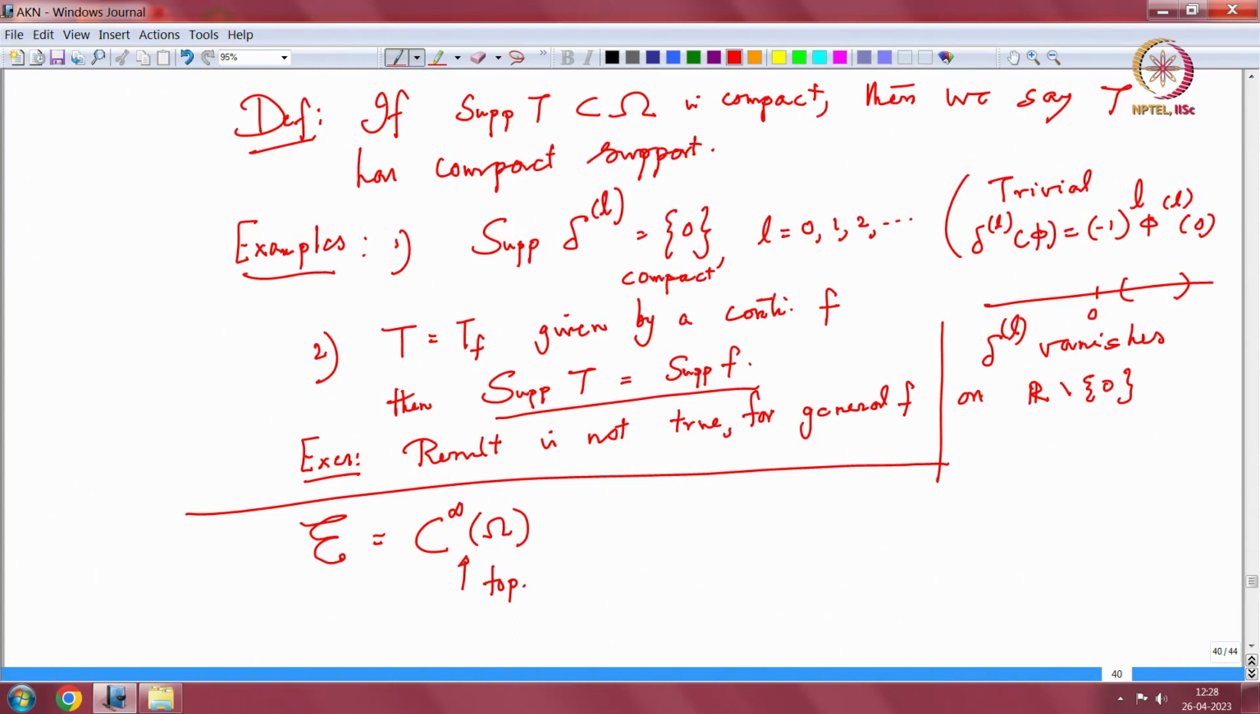So, that means phi n converges to 0 in C infinity if all its derivatives converge to 0 uniformly on compact sets. D of omega is of course contained in E, embedded continuously. So, convergence in D of omega implies convergence in E. With respect to this topology, you can also talk about E prime, and E prime will be smaller than D prime of omega.